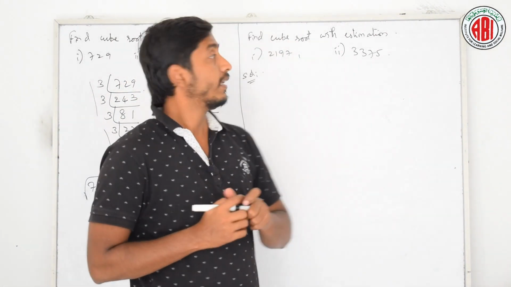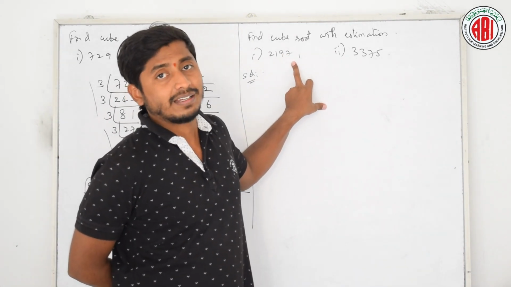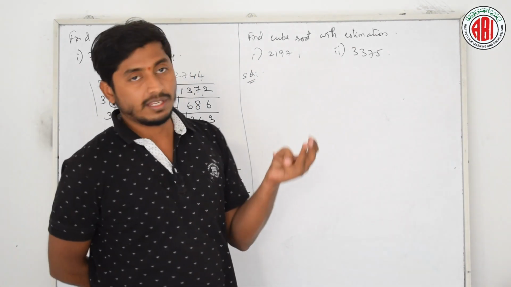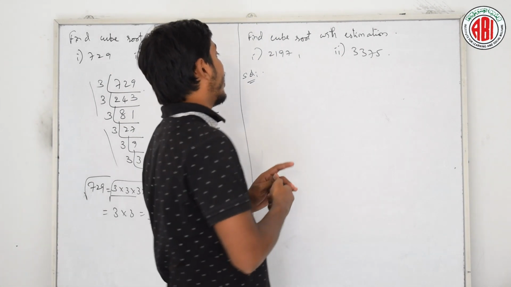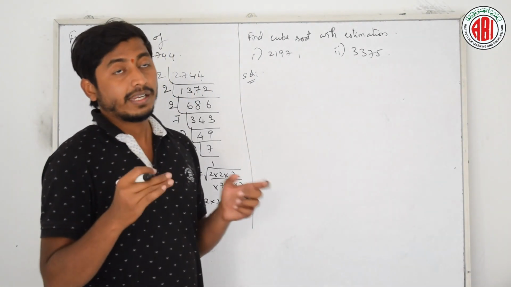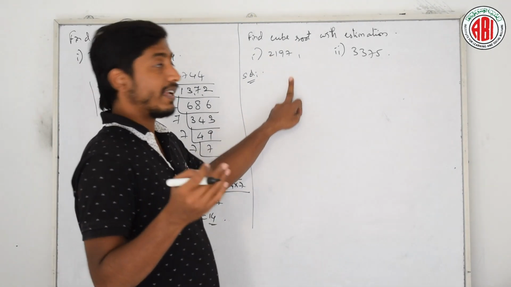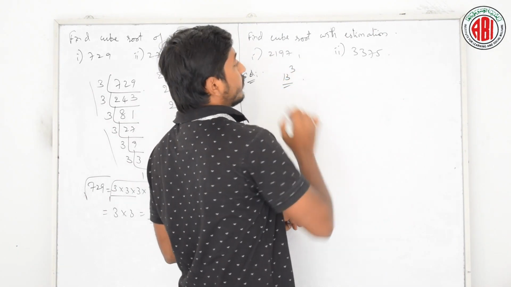Tell me. If you observe here, 7 is the last digit. In which table do we get 7? That is only in the 3 table. Which means either it should be 3 or else it should be 13. Right? How can we expect it? 10 cube is 1000. After that, I have to get 2197, that is nothing but my 13 cube.